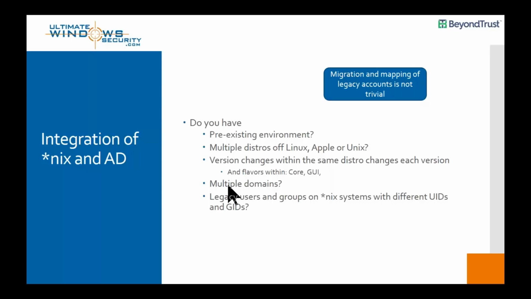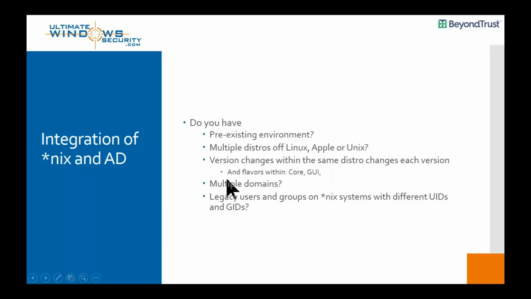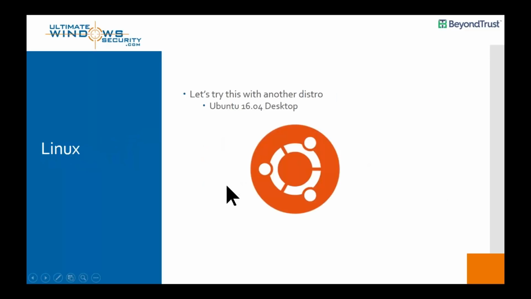Domains within a forest, that typically works okay with SSSD, but not necessarily multiple forests. Probably you've got legacy users groups on all these different Linux and Unix systems with different UIDs and GIDs, okay? Well, those are all issues that we still have to deal with. But before we dive into those, let's try this with another distro of Linux.